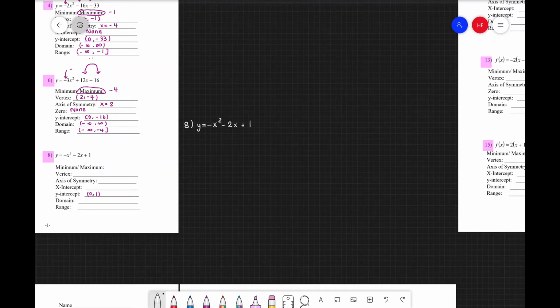So now I'm going to find my axis of symmetry. So A is a negative 1, B is negative 2, and C is positive 1. X equals negative B over 2A. So that's negative times negative 2 over 2 times negative 1. Negative of negative 2 makes a positive 2. 2 times negative 1 makes a negative 2. 2 divided by negative 2 is negative 1. So my axis of symmetry occurs at x equals negative 1.